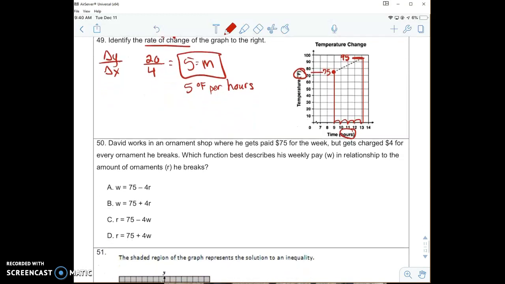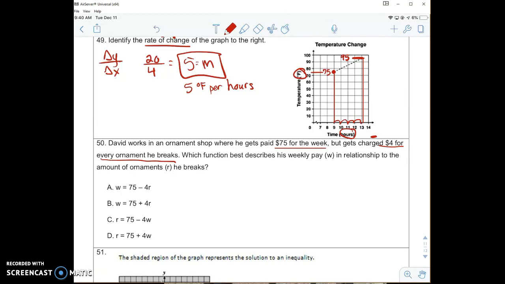David works in an ornament shop where he gets paid $75 for the week, but gets charged $4 for every ornament he breaks. So if he's getting charged, that is going to be subtraction, subtracting from his paycheck. Which function best describes his weekly pay, W, in relationship to the amount of ornaments, R, that he breaks?